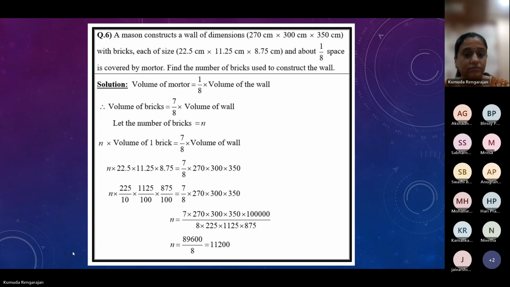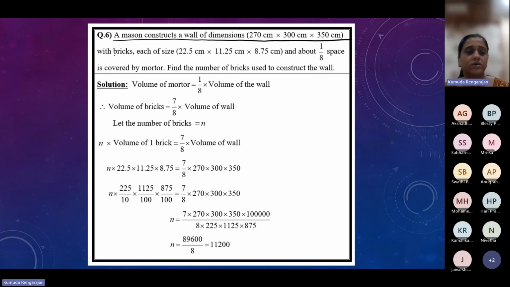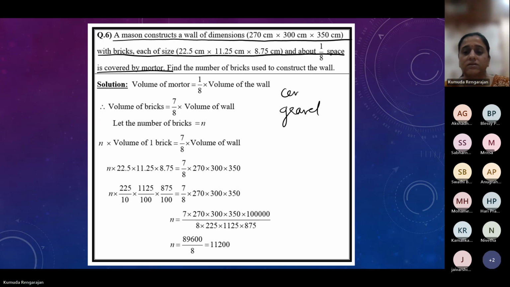So here, a mason constructs a wall of dimensions, all this, with bricks, each of size given here, and about 1/8 space is covered by mortar. So mortar is the mixture of cement, sand, and the stones called the gravel. So that mixture, cement, sand, and gravel all together make the mortar.